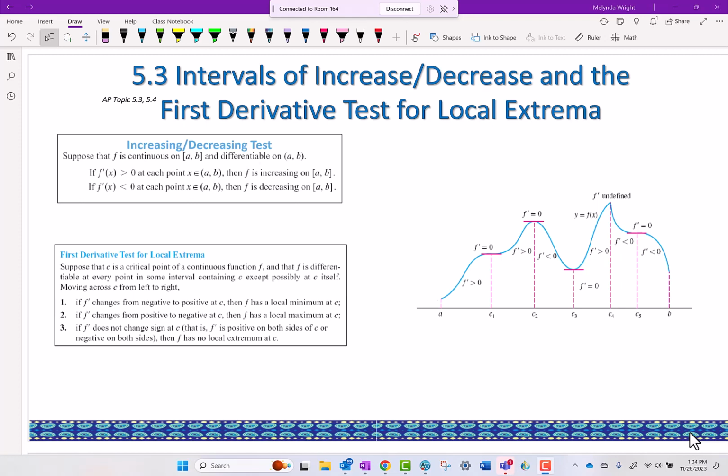All right, let's take a look at our lesson for today. Today we're going to be looking at two separate things, which are connected: intervals of increase, decrease, and the first derivative test for local extrema. Okay, so let's jump in first to the increase-decrease test.